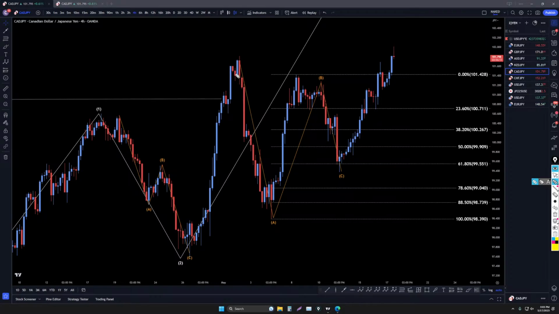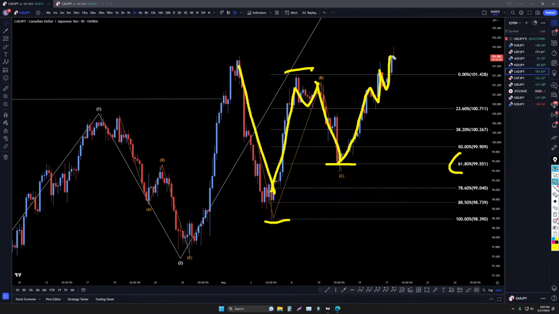This one had a little bit of an irregular correction, but it was definitely an A, 3 waves up for the B, and a wave C. The wave C turned at the 61.8% of this move up, made an impulsive move up. It has been trending up ever since.